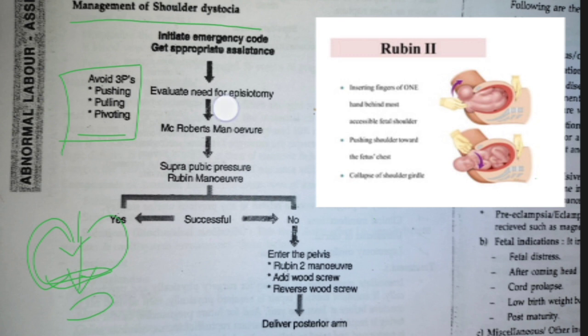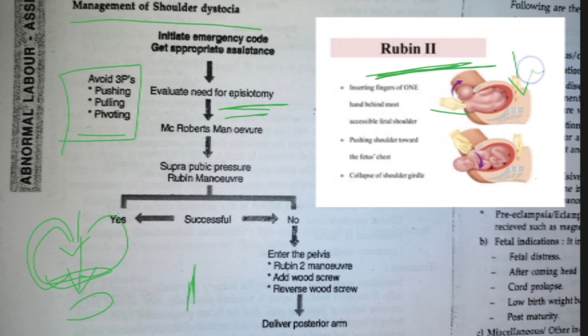We will try to perform an episiotomy, that is a cut between the anal and the perineal area. Episiotomy will be performed, and after cutting, the doctor will perform the Rubin 2 technique. In this technique he will insert his finger and catch the posterior shoulder, and the other hand will be at the base, giving the push power.